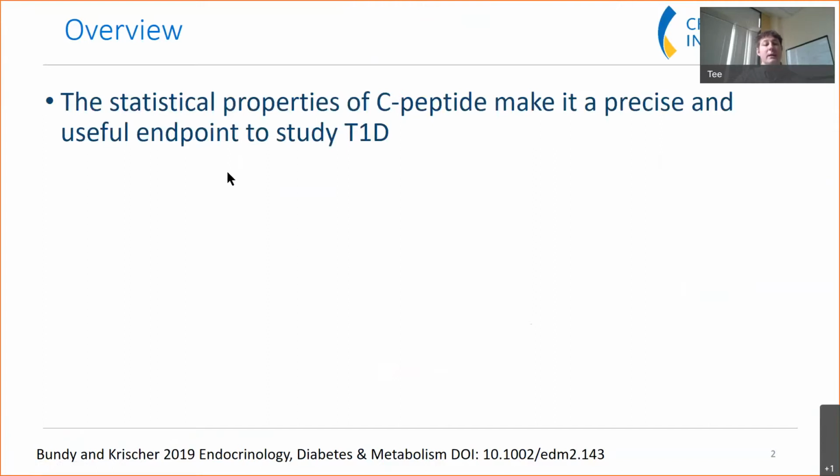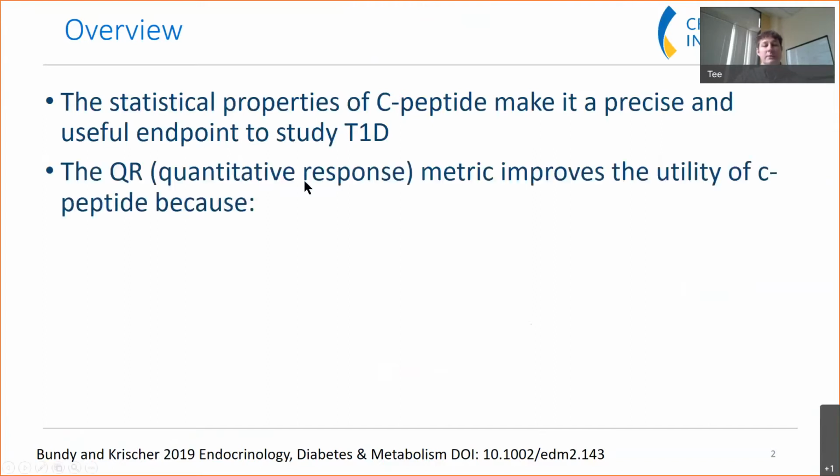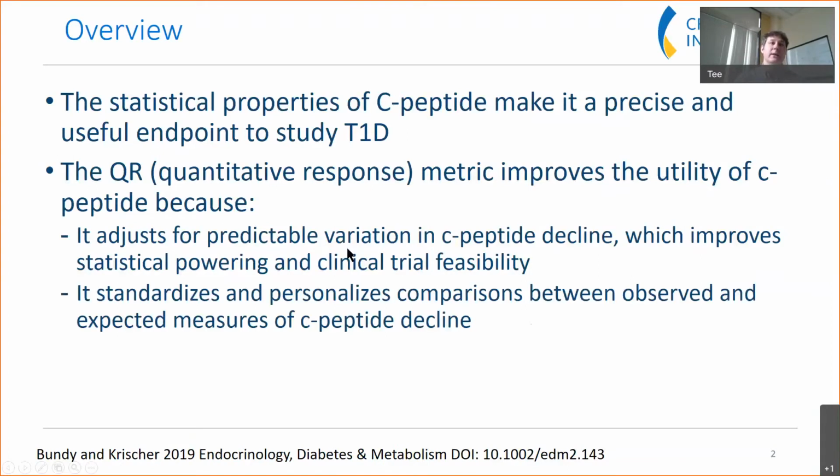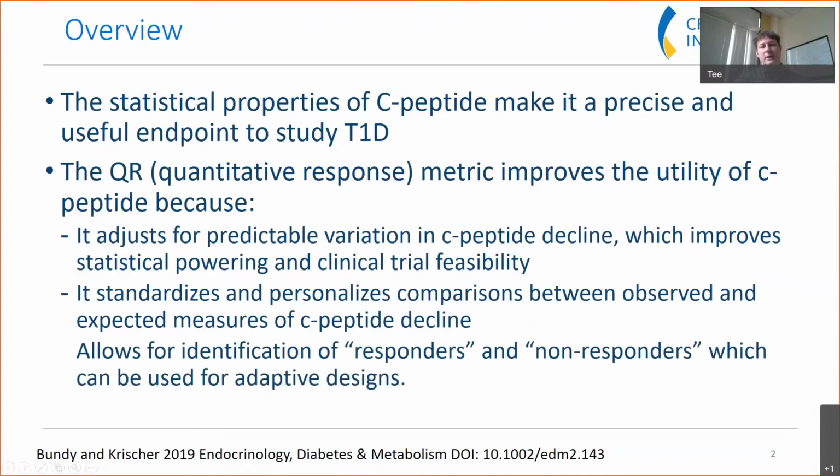type 1 diabetes. And the QR, specifically the quantitative response metric, improves the utility of C-peptide primarily because it adjusts for predictable variation in C-peptide decline. And this improves statistical powering and clinical trial feasibility. It also standardizes and personalizes comparisons between observed and expected measures of C-peptide decline. And it also allows for identification of responders and non-responders, which is a useful property for adaptive clinical trial design.